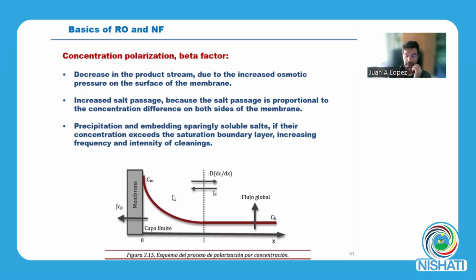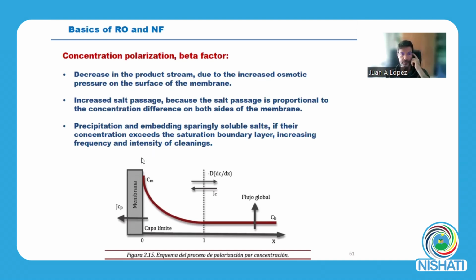Okay, remember, the flux depends on the pressure that your pump is producing minus the osmotic pressure. Here, there is a value of salt concentration, and also there is osmotic pressure. But when the concentration of salts is increasing close to the membrane, the osmotic pressure also increases. So the flux is lower than expected if the concentration polarization increases.